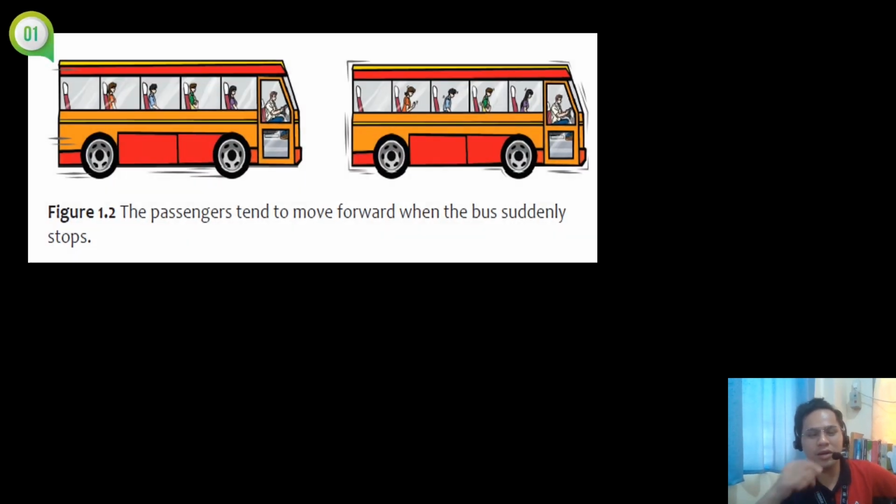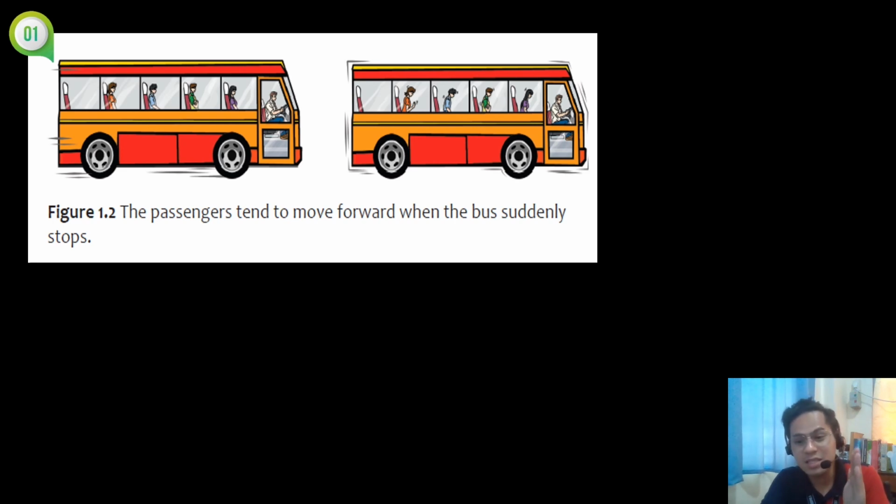Okay? Now, in here, we have the question, what is the reaction of your body kung wala naglihok ang bus, mukalit rag lihok mudagan ang bus, or baliktad, mukalit rag brake ang bus, what is the reaction of your body? So lahi-lahi siya, di ba? So the passengers tend to move forward when the bus suddenly stops.